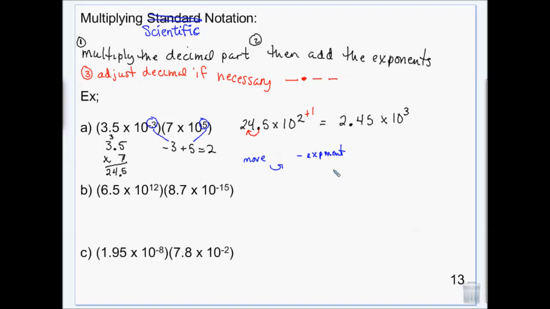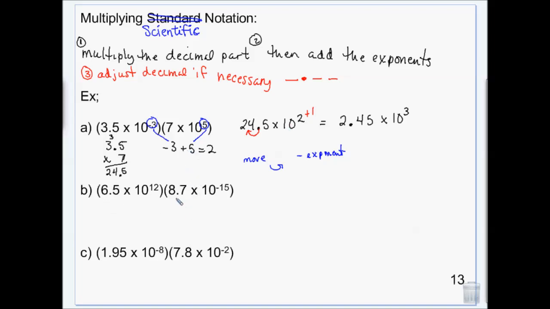So in the case of that, since it's 24.5, if you moved it just one place to make it 245, it would be 10 to the 1, at which point then you just write 2,450. Yeah, exactly.